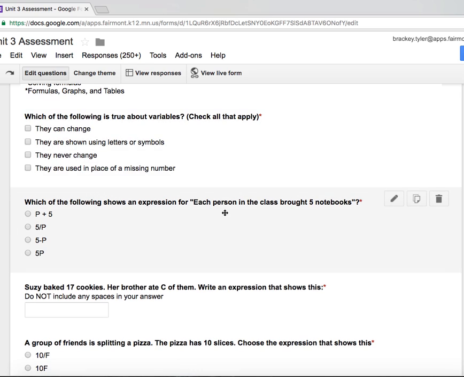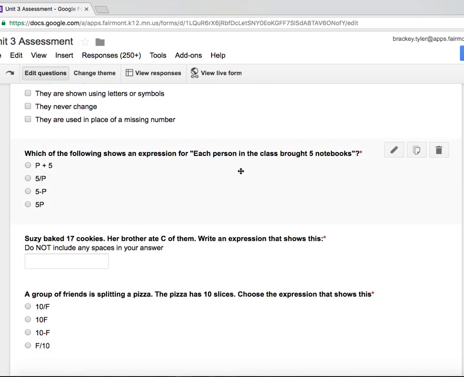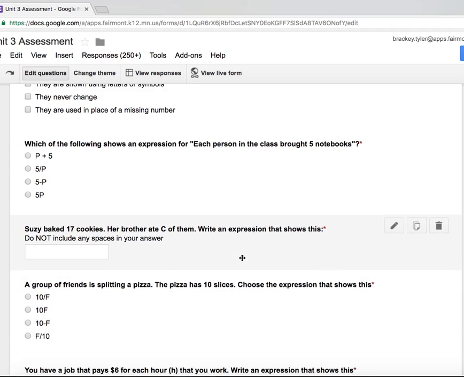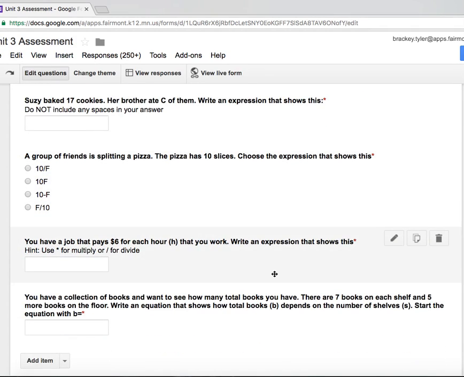Some of the ones that follow I would consider to be about a Level 2. Students would be partially proficient if they're able to at least answer these questions right here that ask very basic, what's the operation and what expression shows that operation. Going down here, we've got more Level 3, Level 4 type questions.